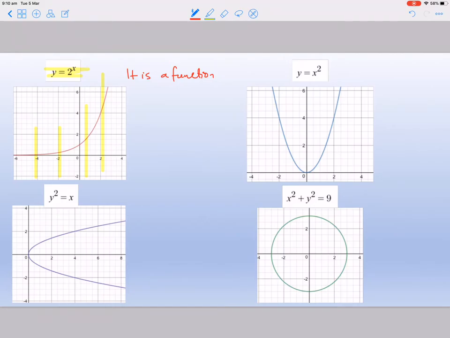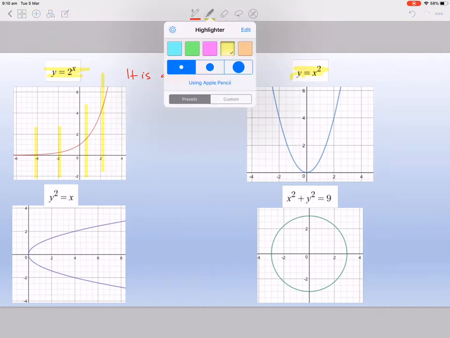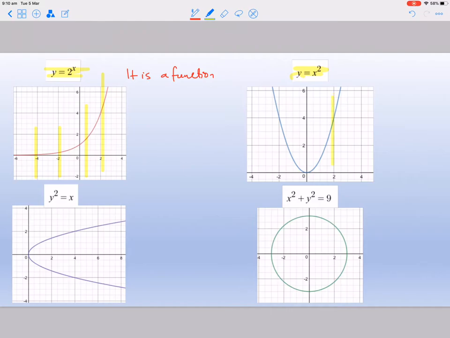And the one next to it is also a function because it passes the vertical line test. If we use the vertical line, there's no place that it crosses more than once. It only crosses at one point. So both of these are functions. I'm going to write that: a function because it passes the vertical line test.